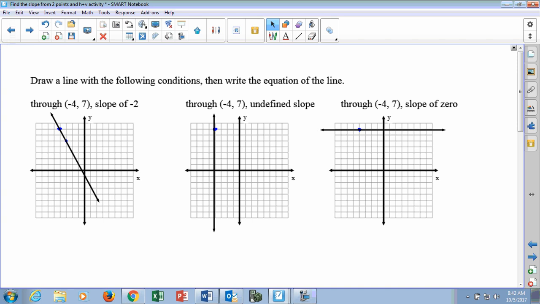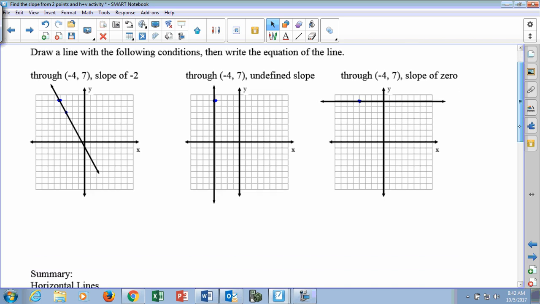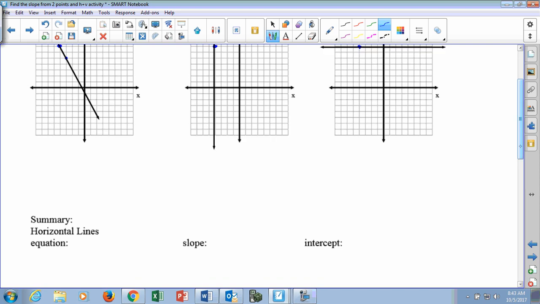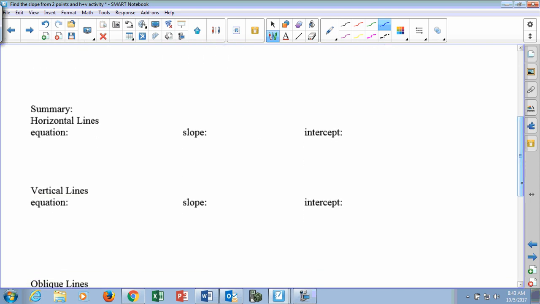So three different types of lines go in three different directions, right? A negative slope, an undefined slope, and a zero slope. So down below, it's going to ask you the equations of those lines. So the equation of the horizontal line. I know we're going to lose the picture here, but that's all right. So the horizontal line had an equation of what?